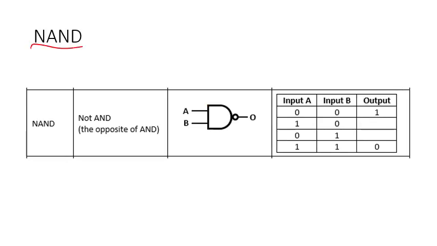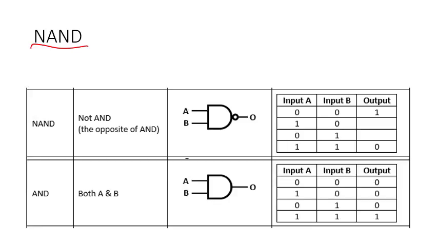Okay, so we're doing a NAND gate this time, and that just stands for not AND. So it's the opposite of AND. We demonstrate this by having this little circle thing on the end of an AND gate. So it looks exactly the same picture, but now it's got this little circle at the end to say not.